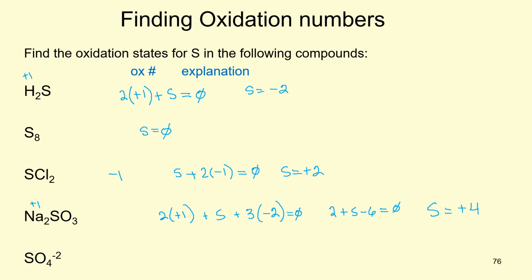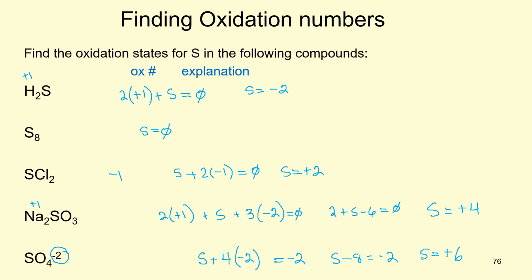Finally, don't forget that if you have a polyatomic ion and there's a charge involved, the total has to equal the charge, not 0 anymore. 0 is what the charge is, so it can equal 0, but in this case it has to equal -2. So sulfur plus 4 oxygen, each oxygen's a -2, has to equal -2, so that's S minus 8 equals -2, and S equals +6. So that's how you find oxidation numbers.